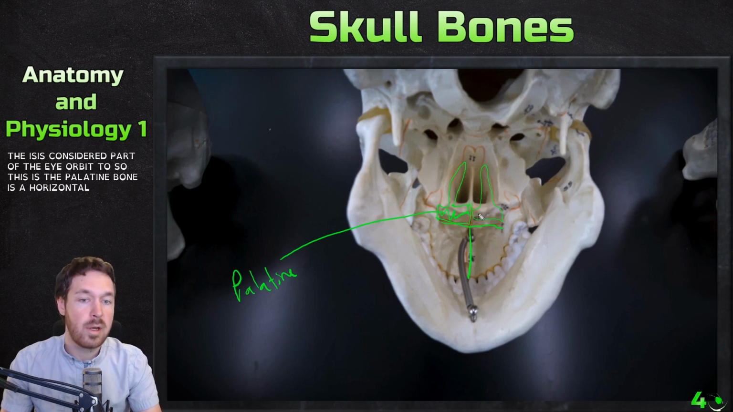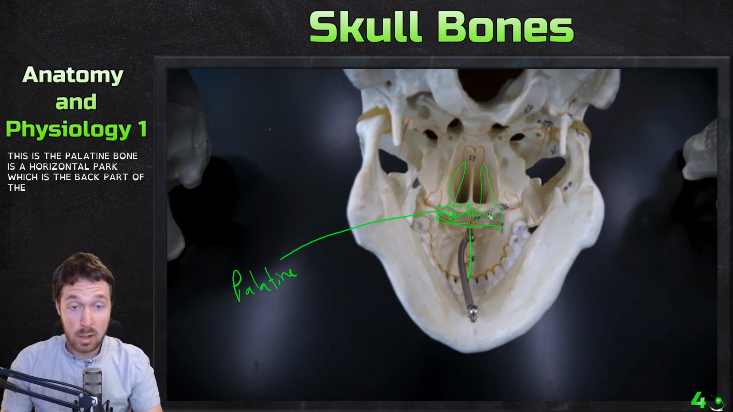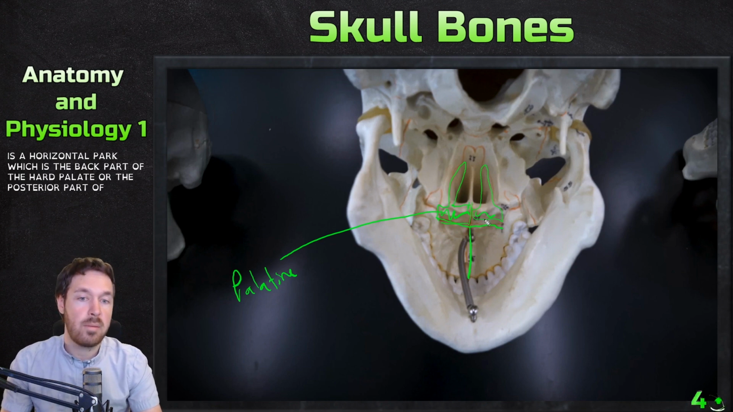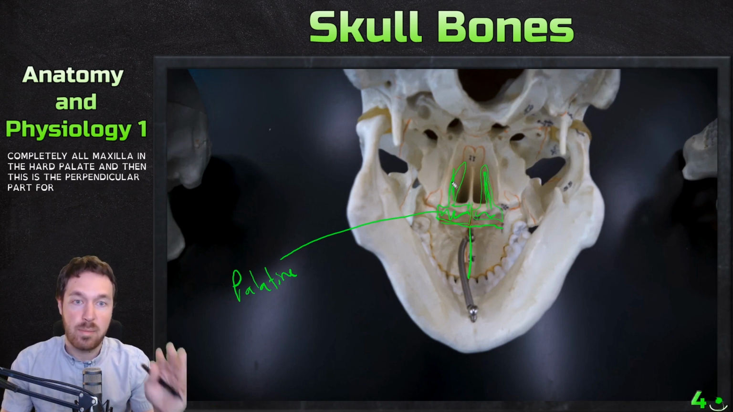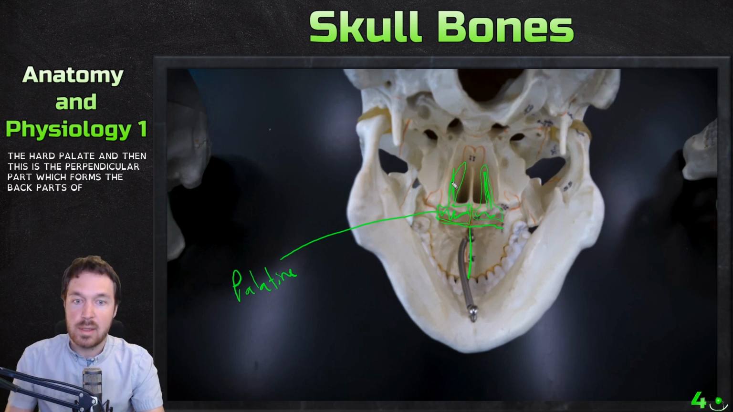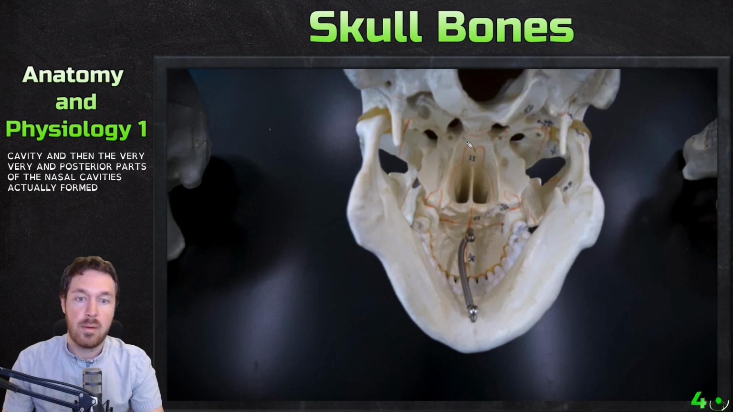There's a horizontal part, which is the back part of the hard palate, or the posterior part of the hard palate. So it's not completely all maxilla in the hard palate. And then this is the perpendicular part, which forms the back parts of the nasal cavity. And then the very, very posterior parts of the nasal cavity is actually formed by the pterygoid processes here on the sphenoid. So this is part of the sphenoid right here.